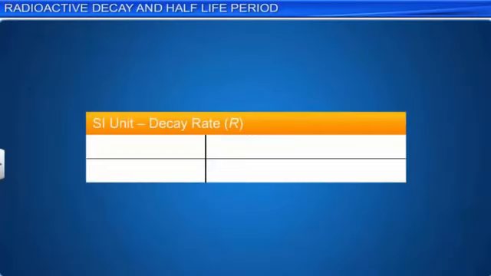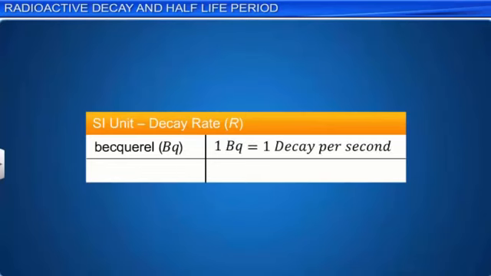The SI unit for decay rate R is becquerel, denoted by Bq as shown. 1 becquerel is equal to 1 decay per second. Another unit of R is curie, denoted by Ci as shown. 1 curie is equal to 3.7 × 10^10 becquerel.